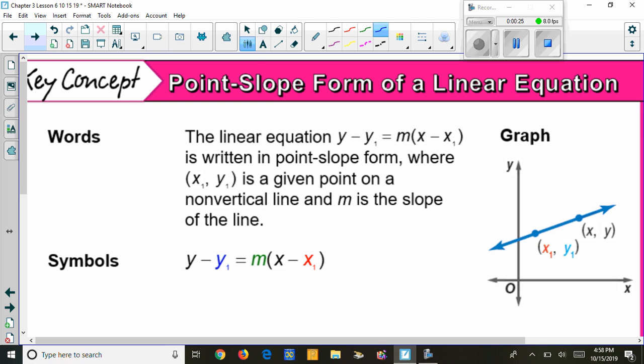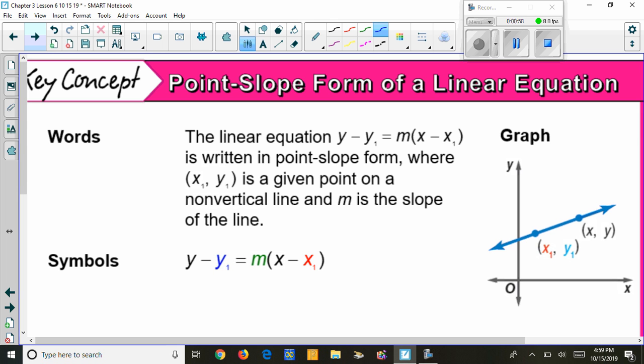We'll start by writing down the information for the point-slope form of a linear equation. The linear equation y minus y1 equals m times x minus x1 is written in point-slope form where x1, y1 is a given point on a non-vertical line, and m is the slope of the line. And down below, where it says symbols, the equation is written again.